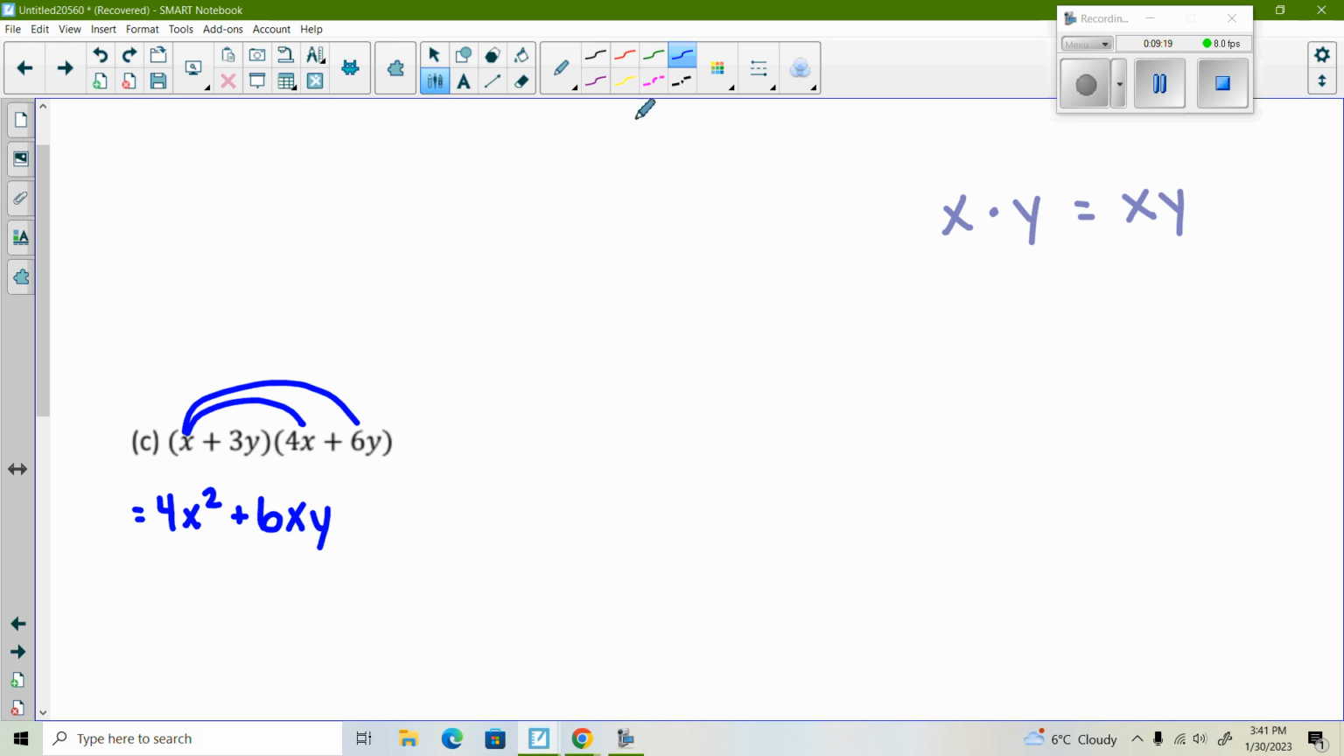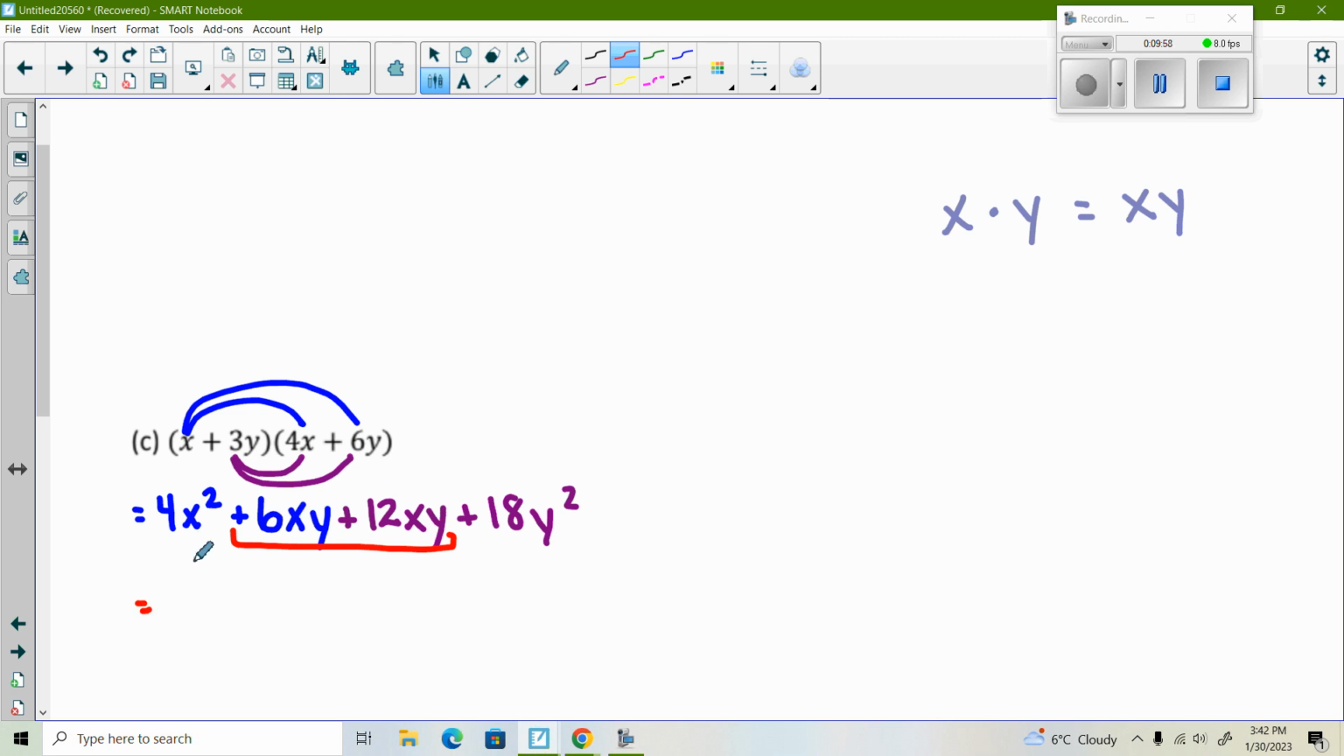That's fine. Now let's take the second term. 3y times 4x. Well, I can combine the front numbers, 3 times 4. That's 12. But I can't combine the x and y, so I just write xy again. And then I take 3y times 6y. Well, 3 times 6 is 18. And y times y is y squared. I can combine y's. Now, the tricky part here is that these two do have the same variables, even though there's two of them. So I can combine those because they both have x, y.